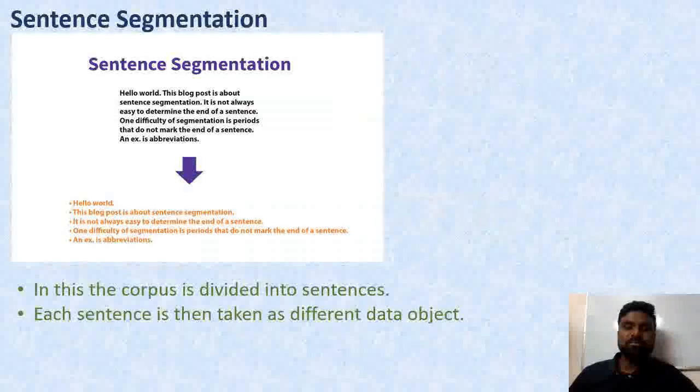Okay, then sentence segmentation. Now we took the whole data, which we call the corpus, and after text normalization converted everything into one particular lower case. Now under sentence segmentation, the corpus is divided into sentences. Here on your screen you can see a paragraph which is now converted into individual sentences. Each sentence has been divided, so each sentence is then taken as a different data object.